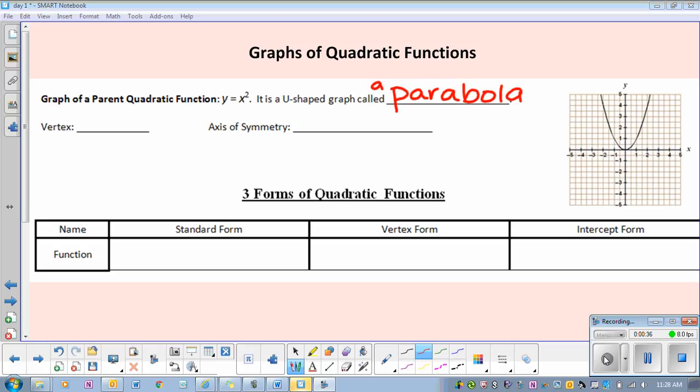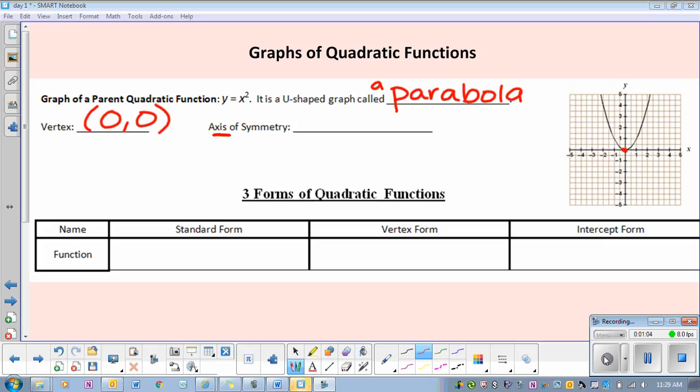And they give you the parent graph right there next to it. The parent function. All right, so what is the vertex for y equals x squared? It's 0, 0, right? That is the vertex right there. What is the axis of symmetry? X equals 0.